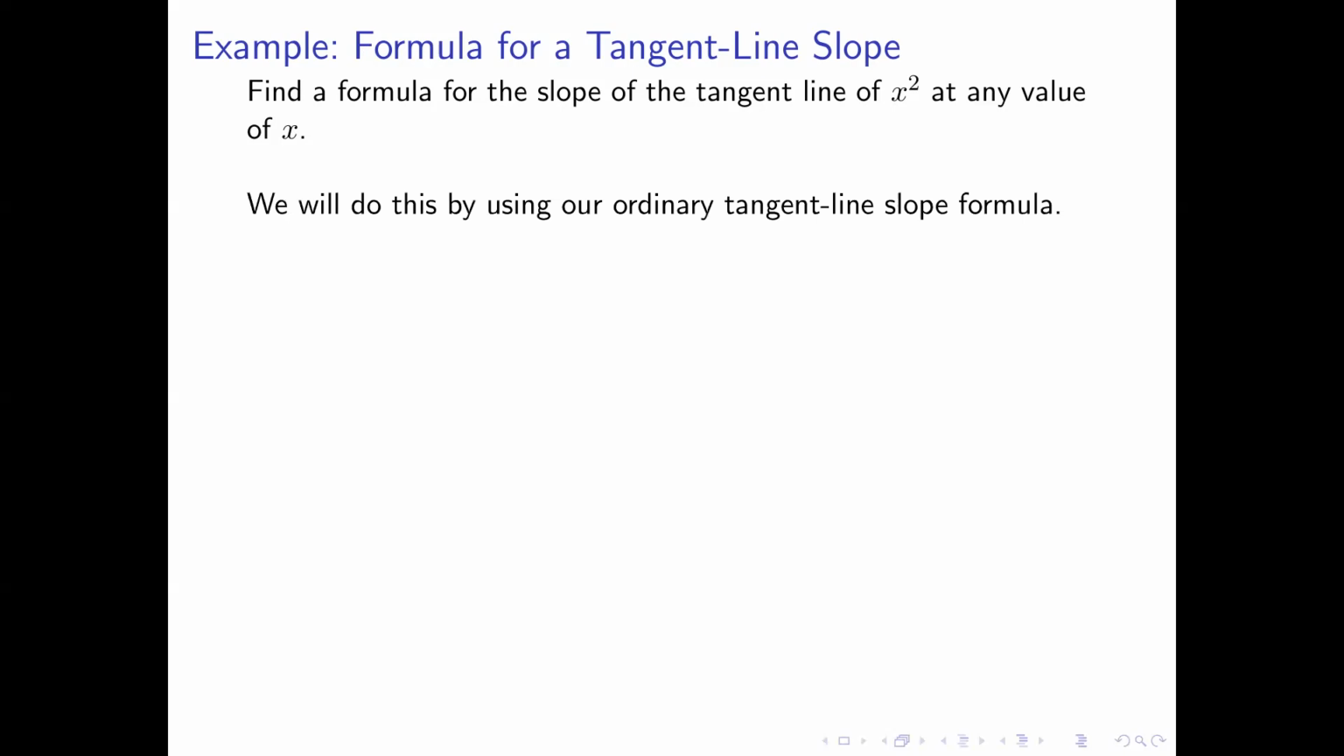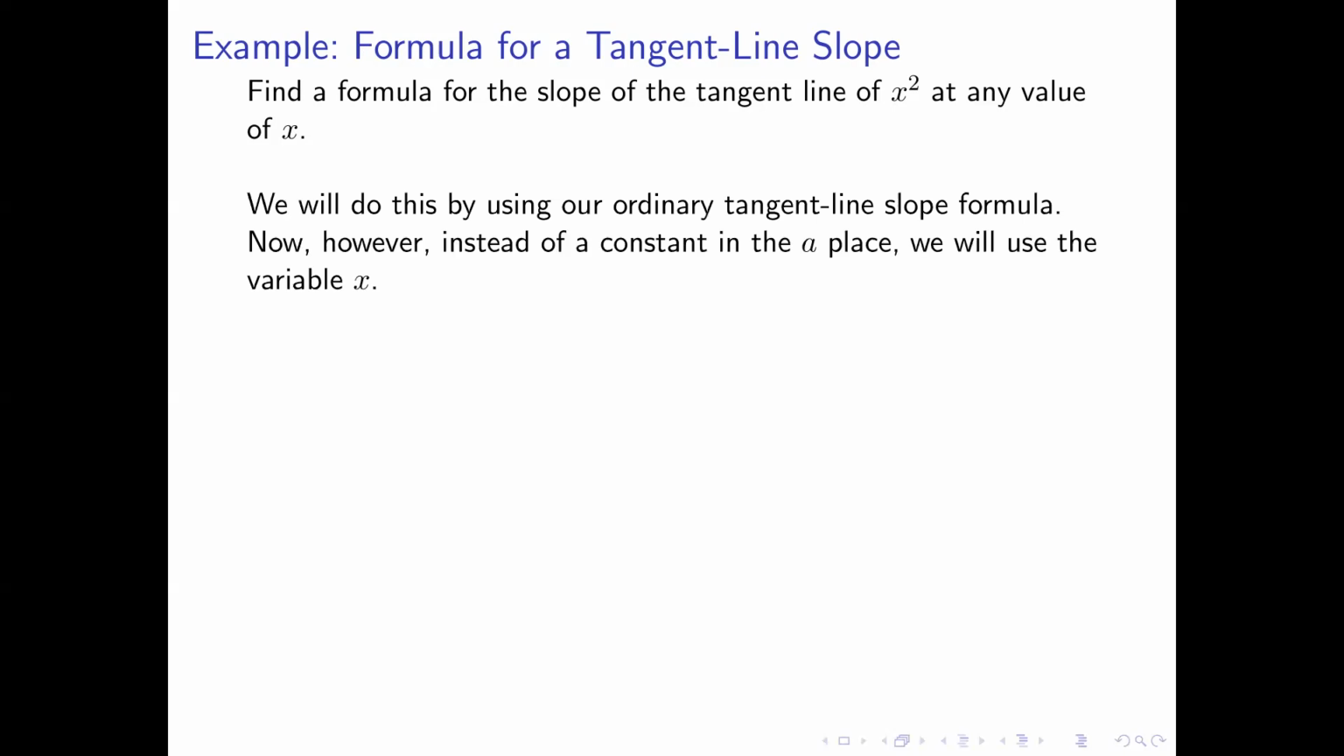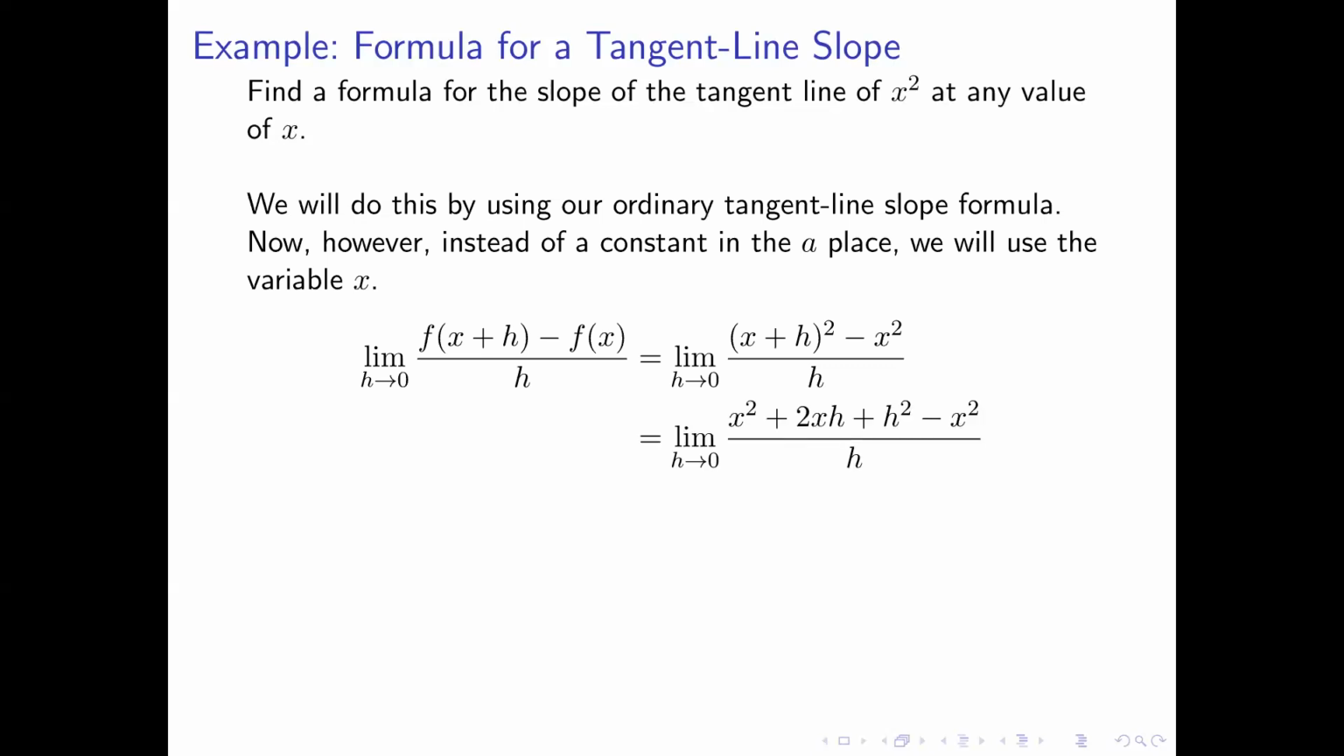Well, to find this, we'll use our ordinary limit formula for the slope of a tangent line, but where we normally had a constant in a place, we're going to just keep a variable x there. So we're going to look at this limit right here, the limit as h approaches 0 of f of x plus h minus f of x over h. Notice that x here is appearing as a variable. Since the function we're working with is the x squared function, we can fill that in. We have x plus h squared minus x squared in the numerator. We'll expand x plus h squared using the usual formula for squaring a binomial.